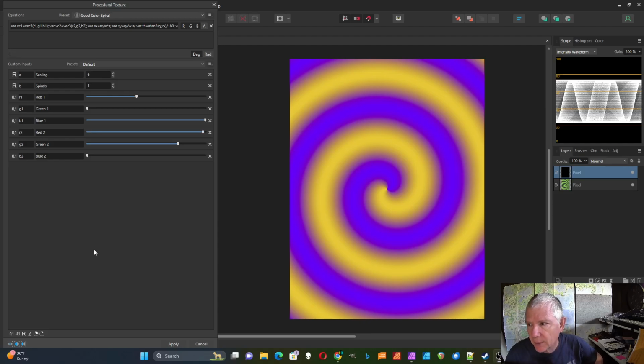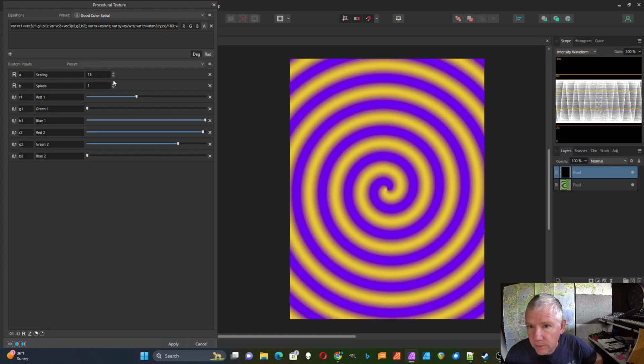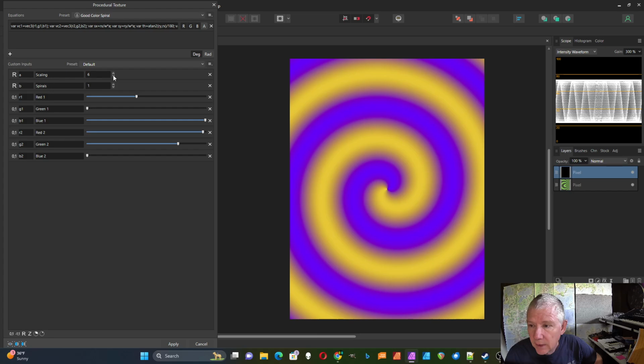I'm going to show how to make a spiral with Affinity Photo's Procedural Texture Filter. So I've got it set up here, and I'm going to go over the equation in a second. But first of all, this factor controls the scaling, A, so I could zoom out or zoom in. And then this factor controls the number of spirals.